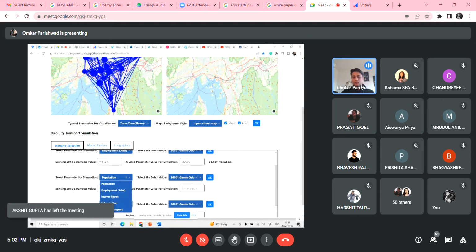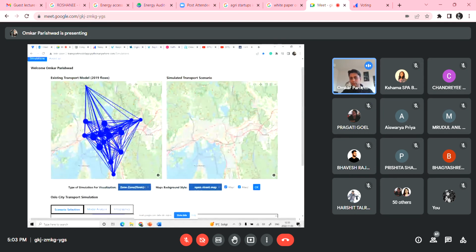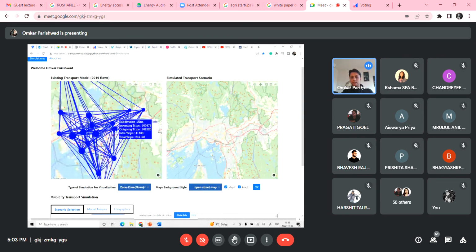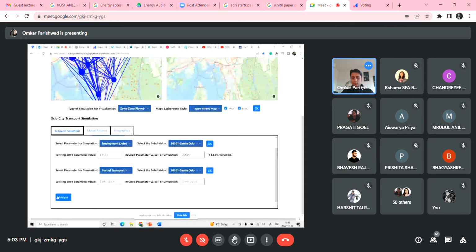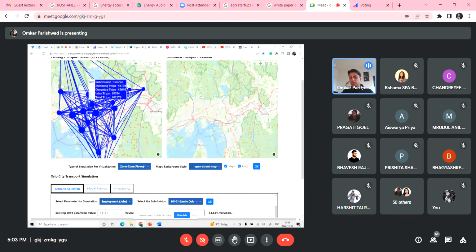I could include as many parameters as I want, not just in one subdivision. I could have income levels increasing or decreasing, urbanization, new buildings coming up, cost of transport going up as a result of congestion pricing and so on, and all the other policies that I can think of, or just remove them and analyze. Now, what this would give me is a visualization in these maps. So I would be able to see exactly how many people are coming in and going out currently. And after I analyze over here, how the flows are varying as a result of the scenario that we have.